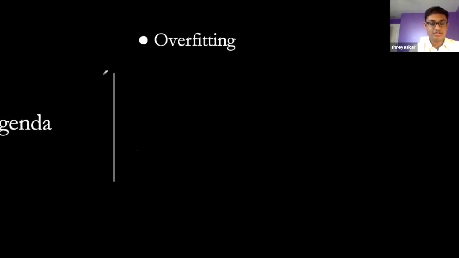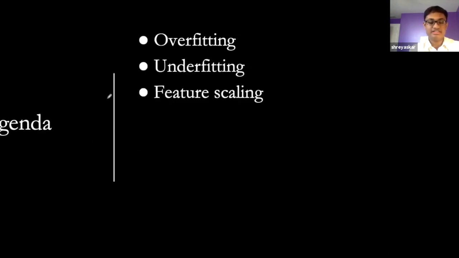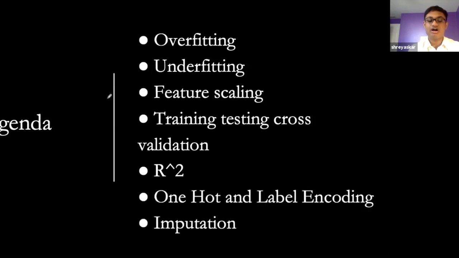First, we'll be discussing overfitting and underfitting. We already talked a little bit about this in the last lecture when we talked about neural networks, but here we'll talk about this in a bit greater detail, and we'll also talk about some ways to combat this problem of overfitting and underfitting. Next, we'll focus on feature scaling.